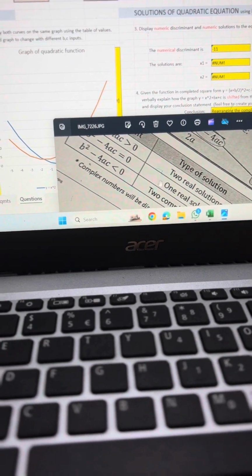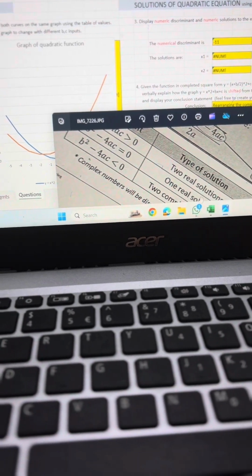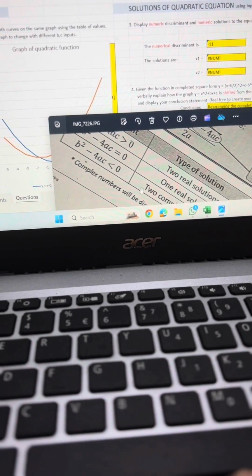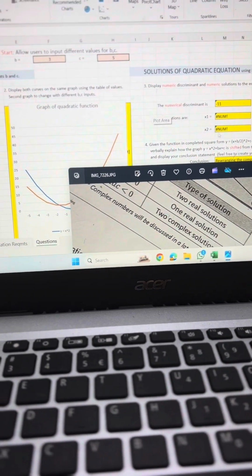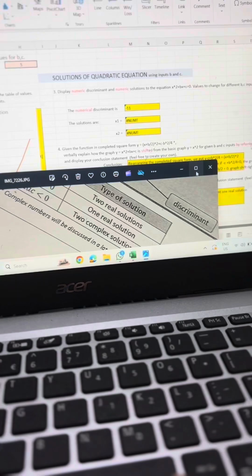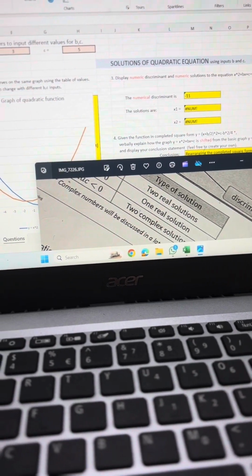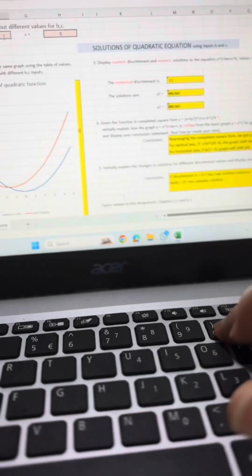Equals to 0, 1 root solution. Bigger than 0, a positive number, we have 2 root solutions. Negative numbers, lesser than 0, we have 2 complex solutions. Remember just now we changed 30 to 30, which is a positive, and it revealed two answers here. Probably I'll just show it again. This is probably through our tutorial notes. We can change it back to 30.